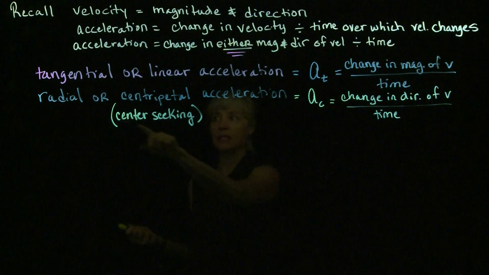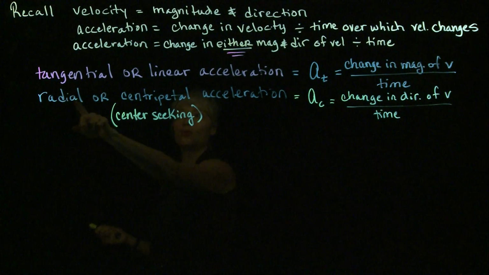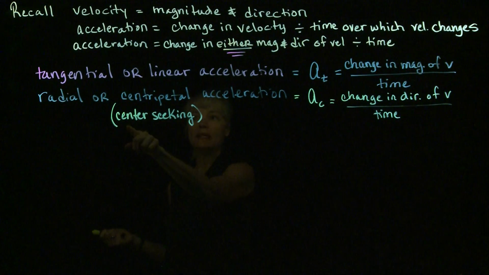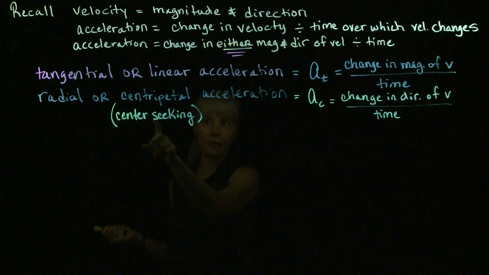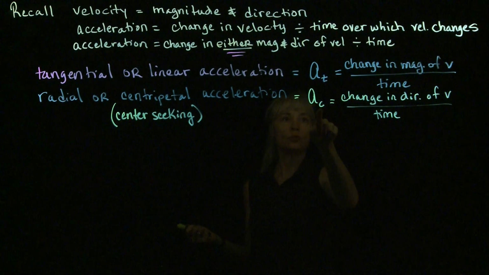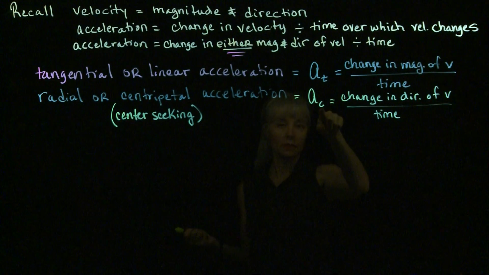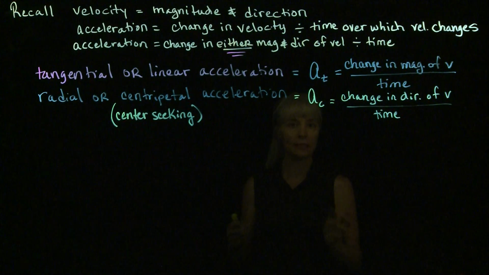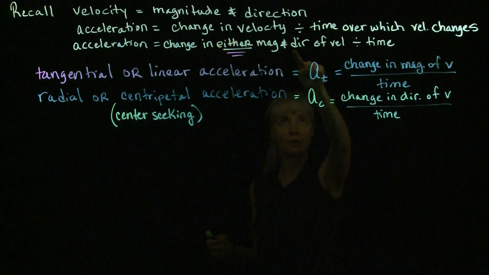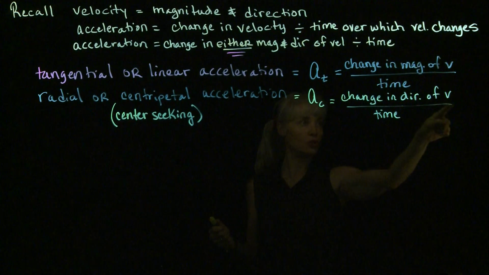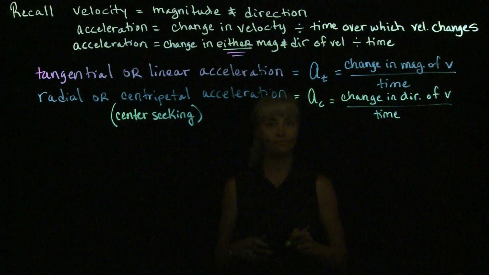The second type of acceleration that we're going to distinguish now is radial or centripetal acceleration. The word centripetal means center seeking from the Greek language. So center seeking, centripetal, the acceleration will get the symbol the little subscript c to remind us that that's centripetal acceleration. So these are the two different types of acceleration that we need to distinguish. This acceleration keeps track of changes in the direction part of the velocity. So change in direction part of the velocity divided by time.